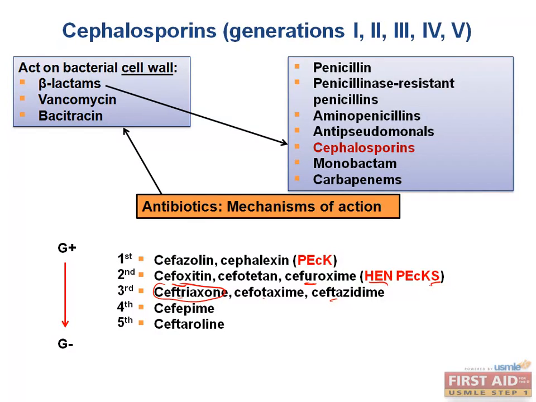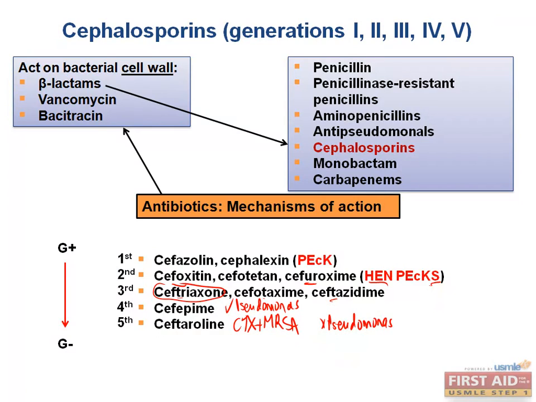Our last generation is a fifth-generation ceph, of which there is only one member, ceftaroline. Think of ceftaroline as ceftriaxone plus MRSA, namely that it covers the same organisms as does ceftriaxone with the addition of MRSA. I've written this out for you to help you remember. Ceftaroline equals ceftriaxone plus MRSA. It, however, unlike cefepime, will not cover Pseudomonas. I've written out the distinction of Pseudomonas for you on the screen.